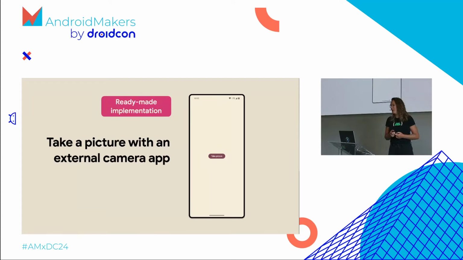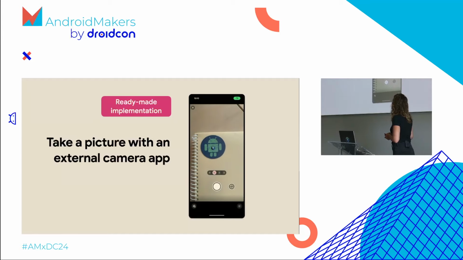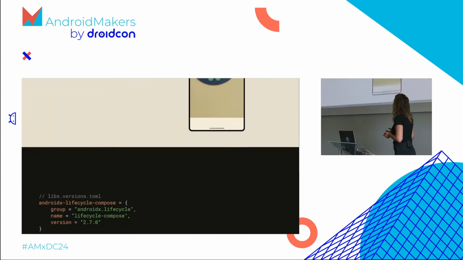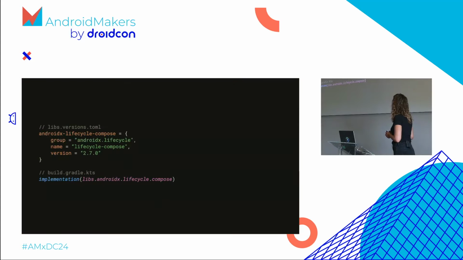So I want to start with taking a picture with the external camera app. So let's see what happens. I have a button, I press take picture, the camera starts, I didn't have to give a permission, I take a picture, I say yes, and I can show the picture. Okay, that should be doable to implement, right?